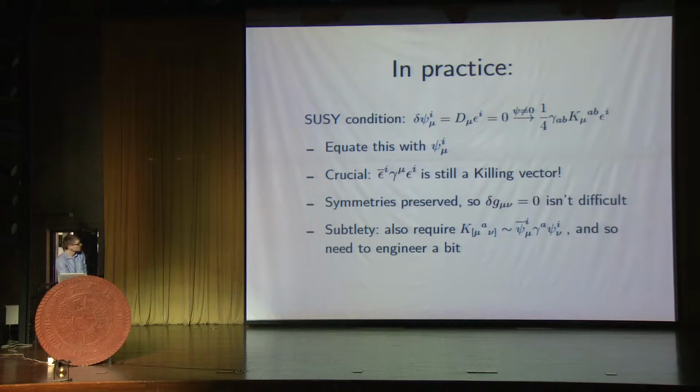So demonstrating that the bosonic fields are invariant isn't too difficult in practice. Now, I'm simplifying a bit. You still have to satisfy this relation, which is effectively the equation of motion for the torsion, so you have to engineer things a little bit. And when you do that, typically what happens is that some of the delta psi's vanish and some don't, which is what you would expect from a BPS state.